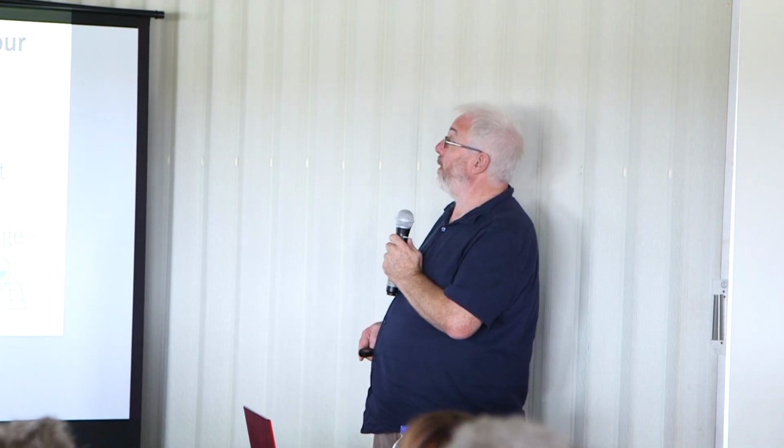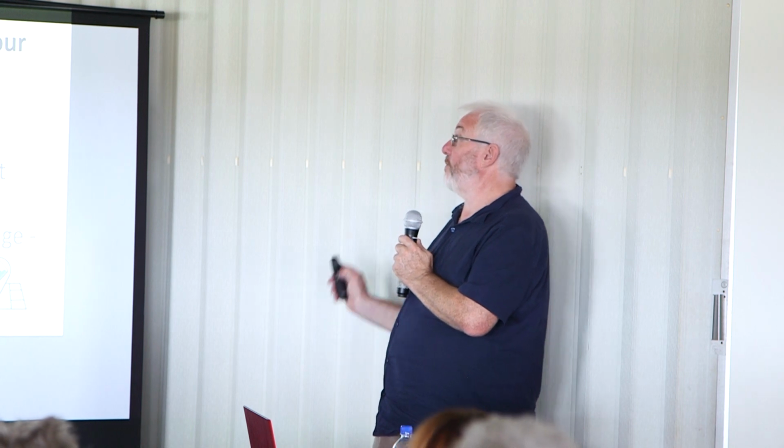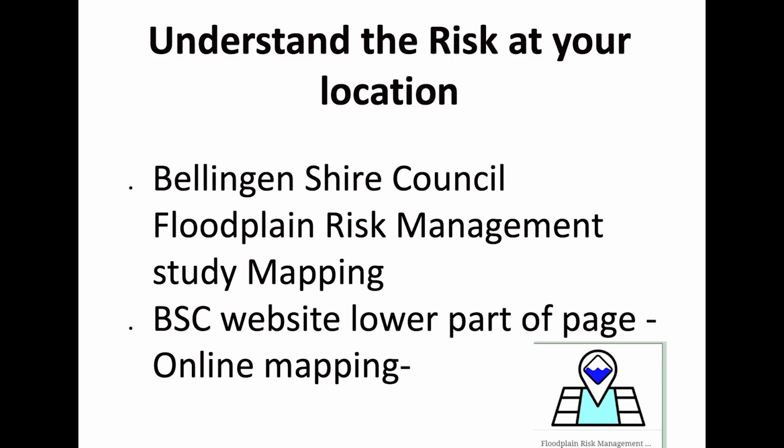Things we can do. Understand the risk at your location. On the Bellingen Shire Council website, they have an online mapping portal. So if you go to the main homepage and scroll down, there's a link towards the bottom half of the page, which is to the online mapping.